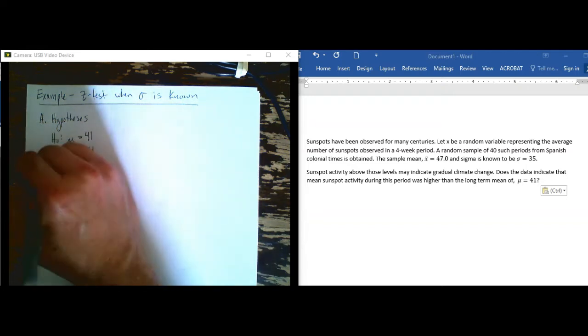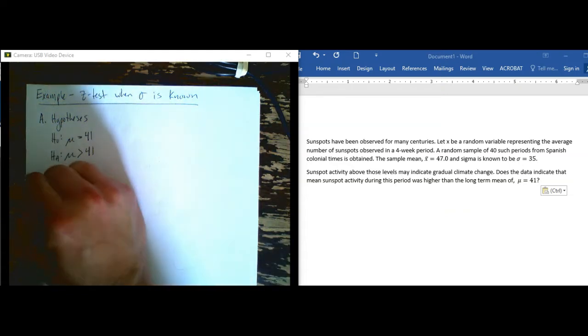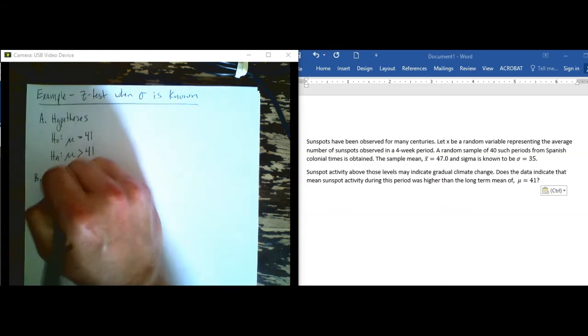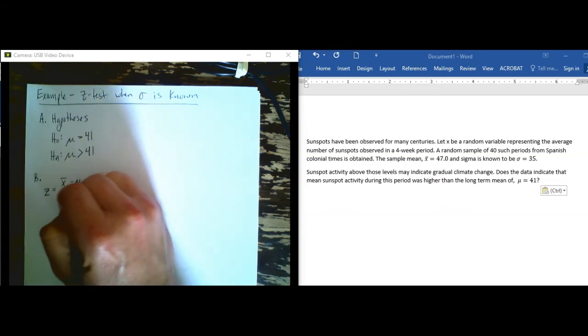Now let's go for our test statistic. Let's ask ourselves, is the central limit theorem satisfied here? Well, in order for the central limit theorem to be satisfied for the sampling distribution for a mean, we know that the random sample has to be bigger than 30 or the population's normal. In this case, our random sample is 40, so we are good to go with the central limit theorem. So let's get our z-test statistic. Remember, z was x bar minus mu naught over sigma x bar.